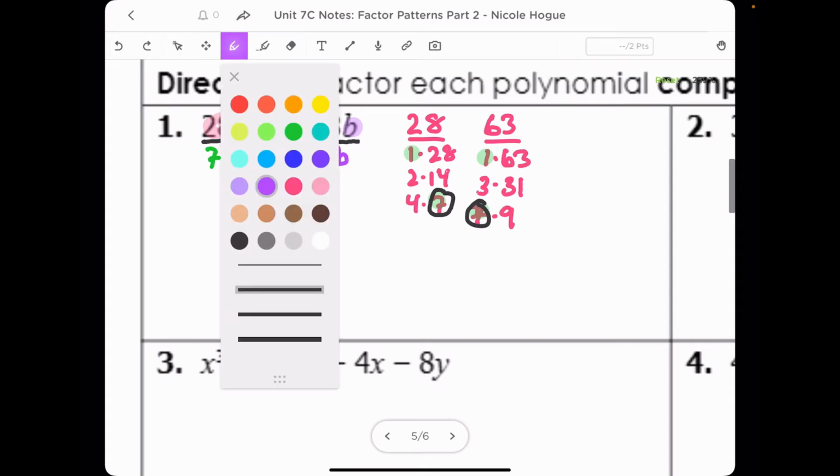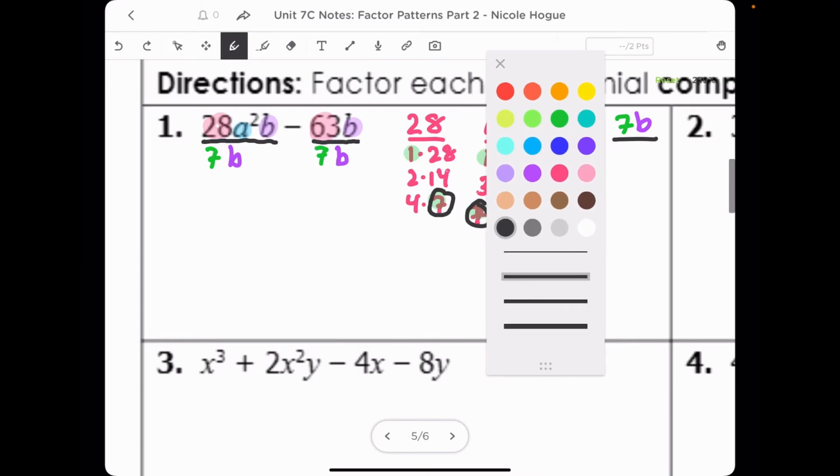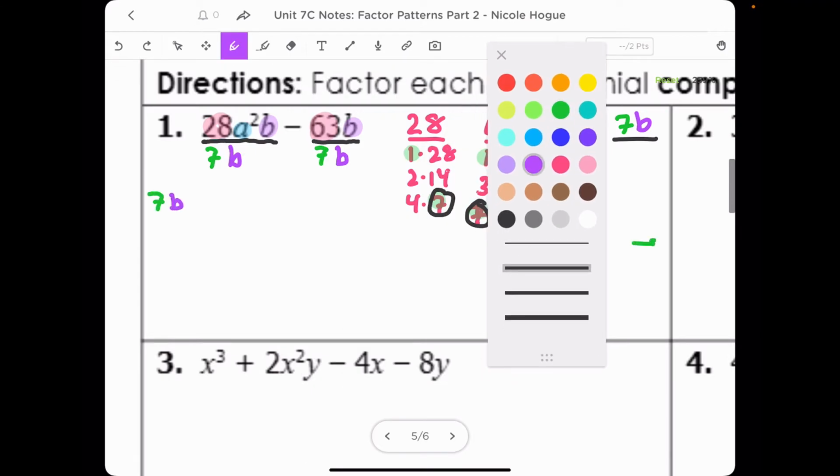So our GCF here is going to be 7b. All right, so when we do that, that is going to leave us with the new binomial: 7b times, 28 divided by 7 is 4, and a squared is still there, and the b's cancel. Minus 63 divided by 7 is 9, and the b's cancel.